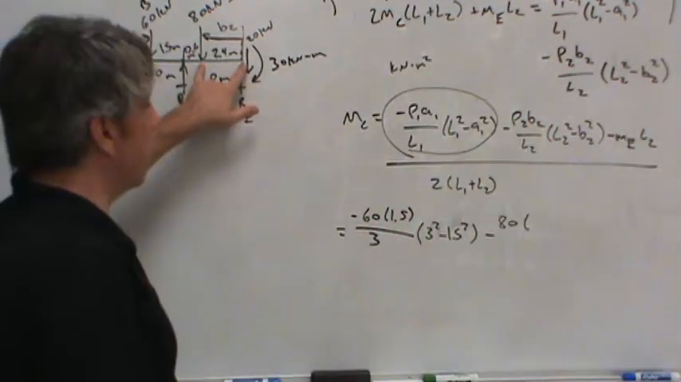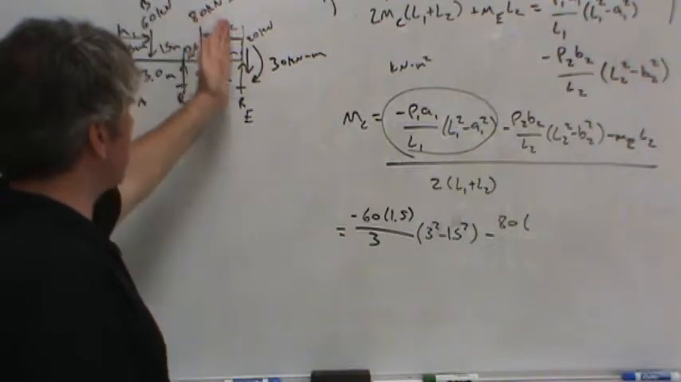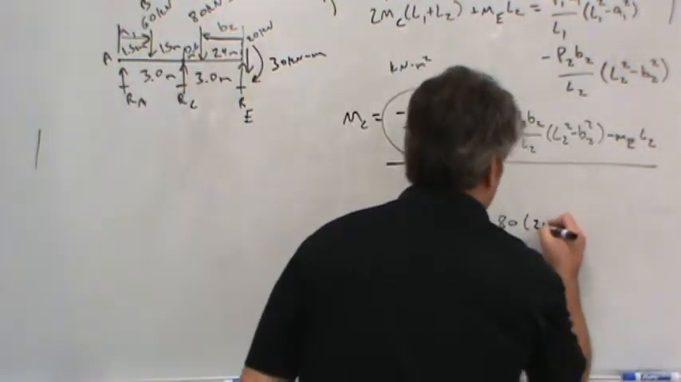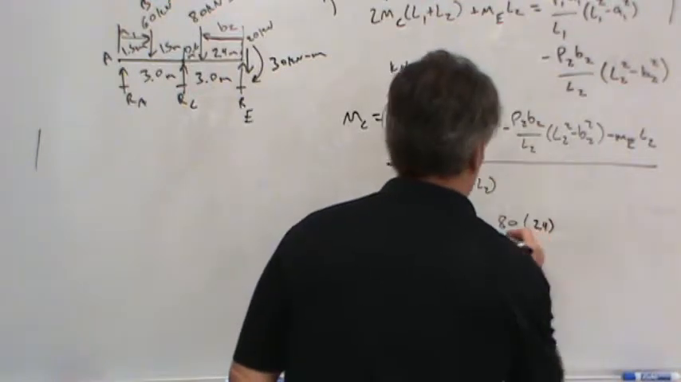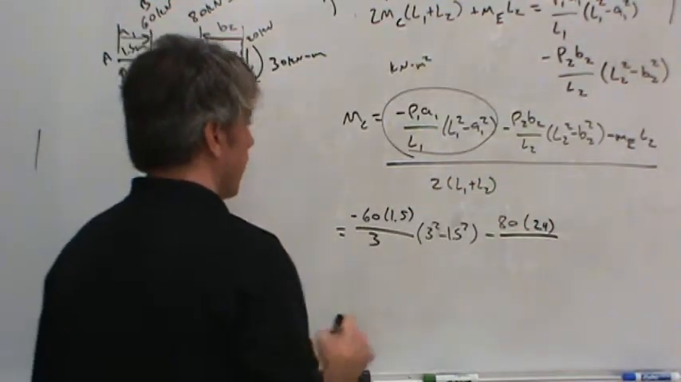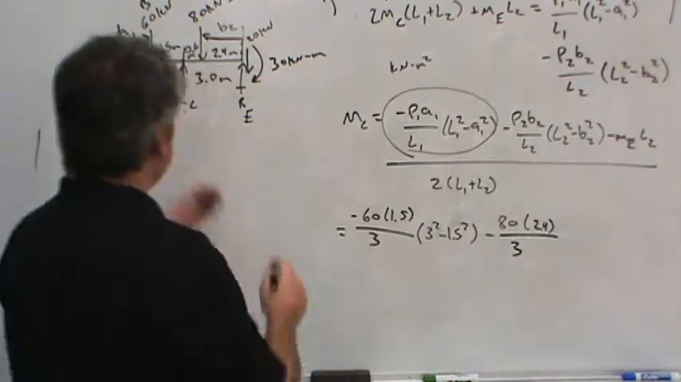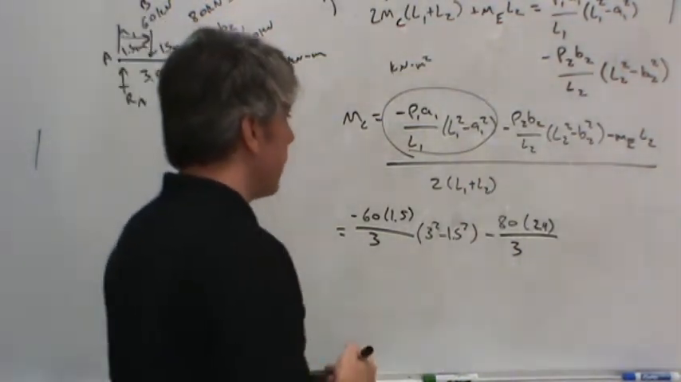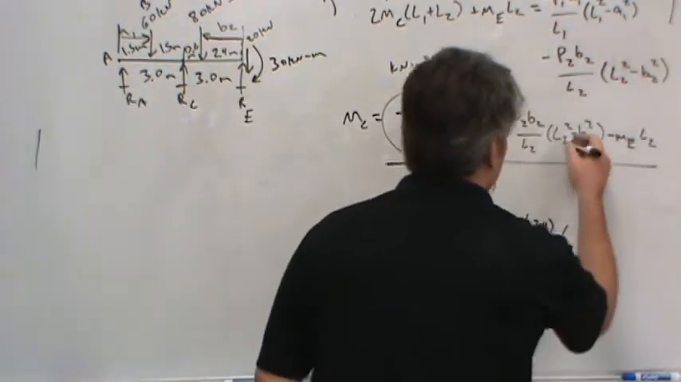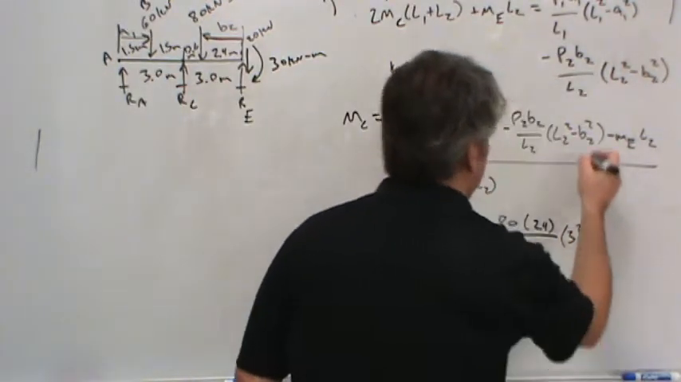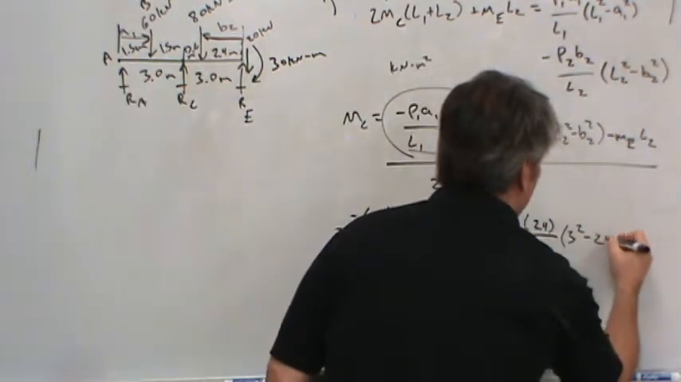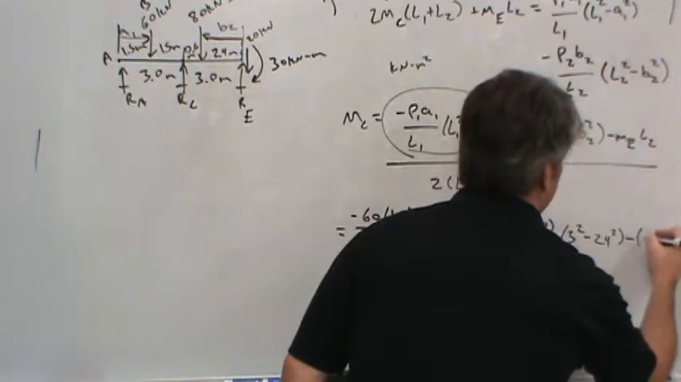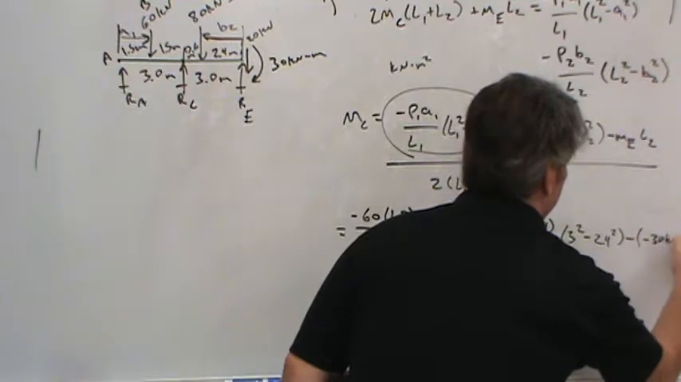B2 is 2.4 meters. Notice that P2 is not centered in between the supports. So 2.4 meters is B2. L2 is 3 meters because it just so happens that the distance between C and E is 3 meters for segment 2. And so L2, 3 squared, B2, 2.4 squared, and then minus a negative 30 kilonewton meters.